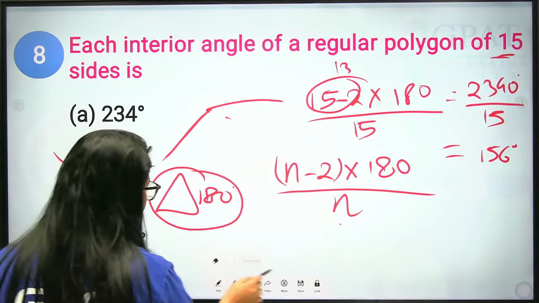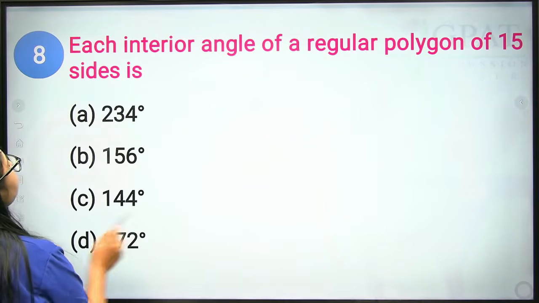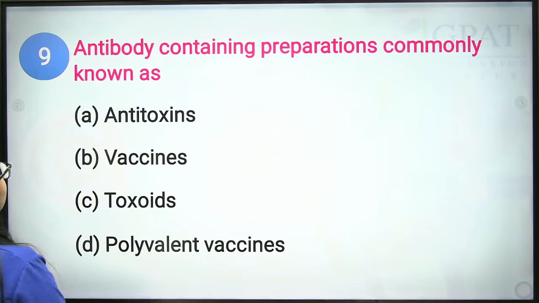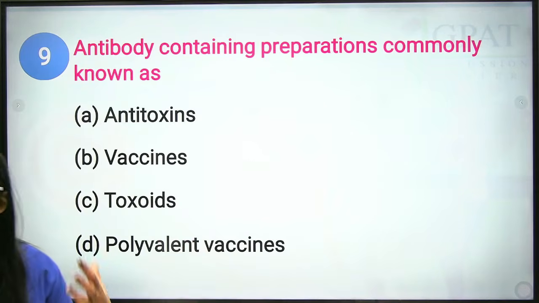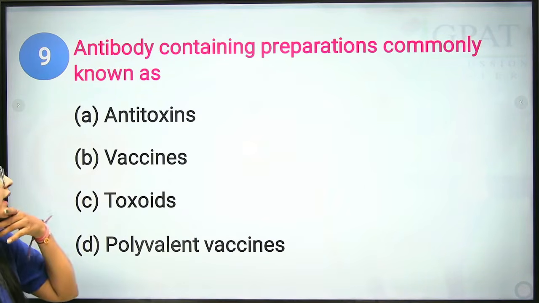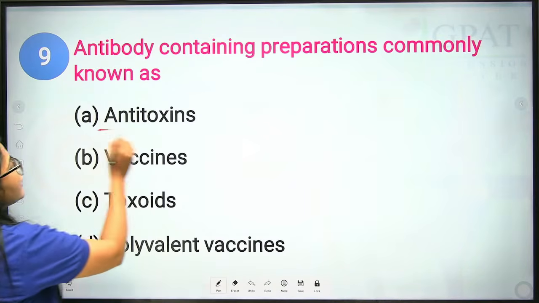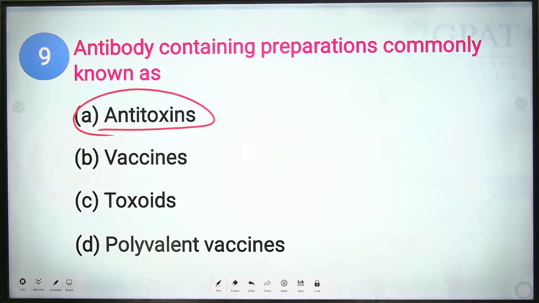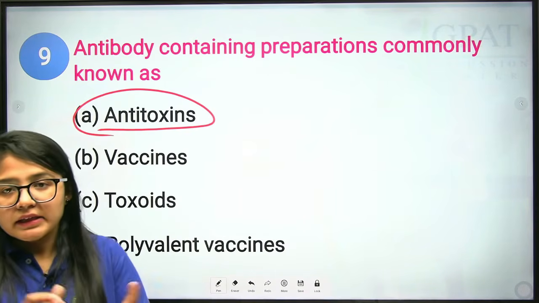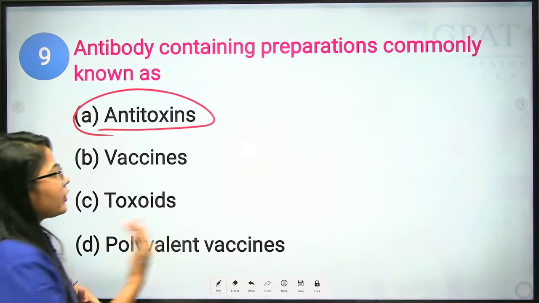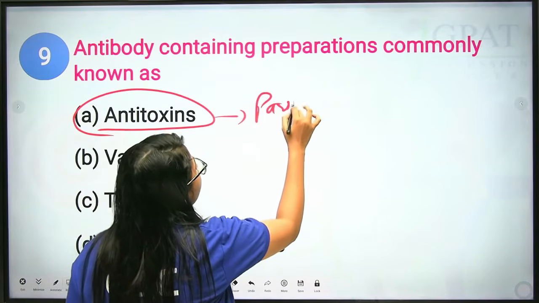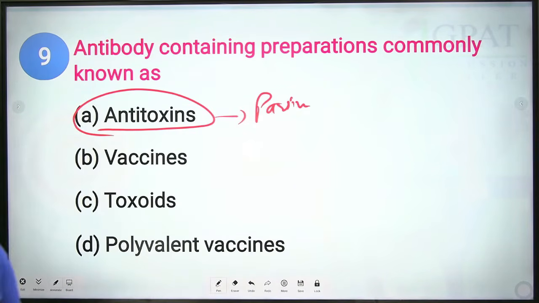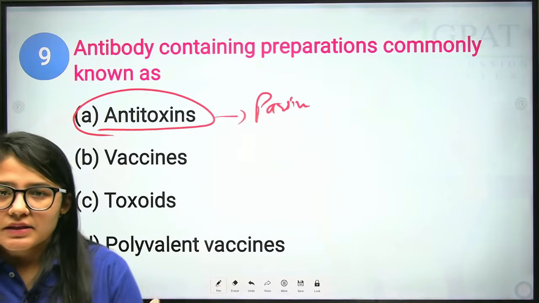Now let's move to our 9th question, which says antibody containing preparations are commonly known as. What is an antibody? It is produced against an antigen, a foreign material. So the first option is antitoxins. What do you mean by antitoxins? These are known as ready-made antibodies and represent passive immunity. An example is the tetanus injection.